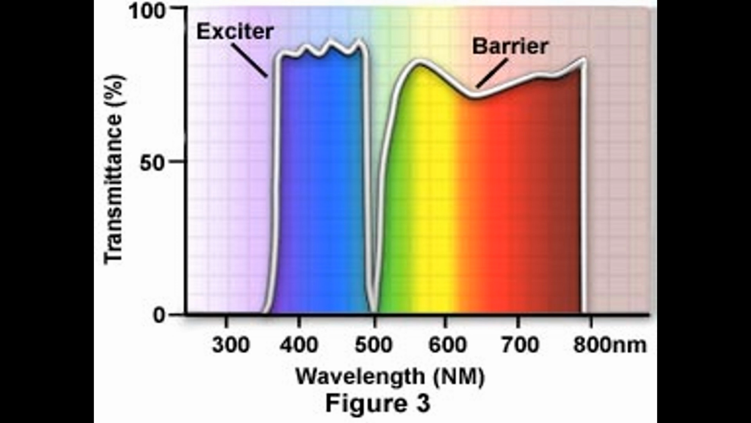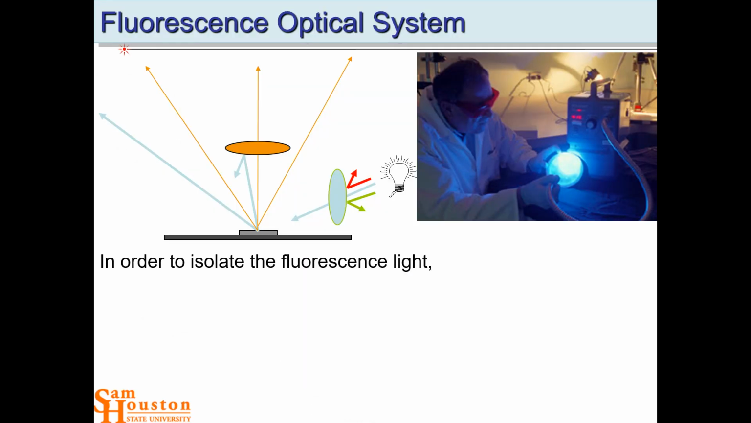So that would be the exciter filter. That would be a bandpass filter. We'll discuss what bandpass means here in a second. And then this is a low pass or long pass filter that lets the fluorescent light through. And so this is the optical system. And this is what we were doing here without filters on my desktop.